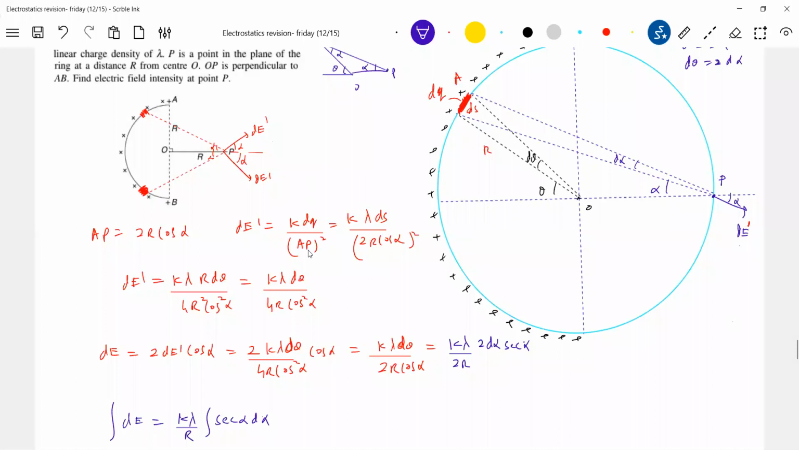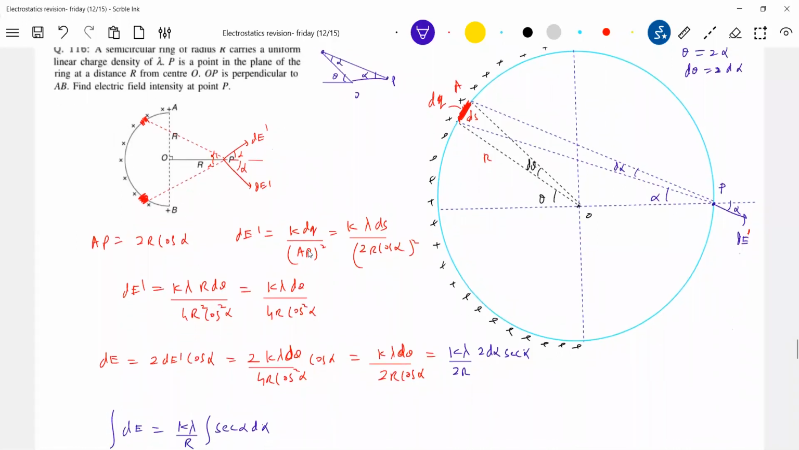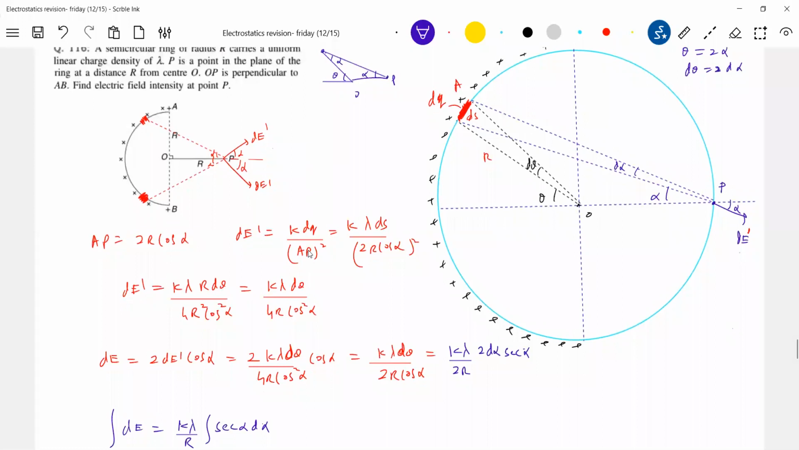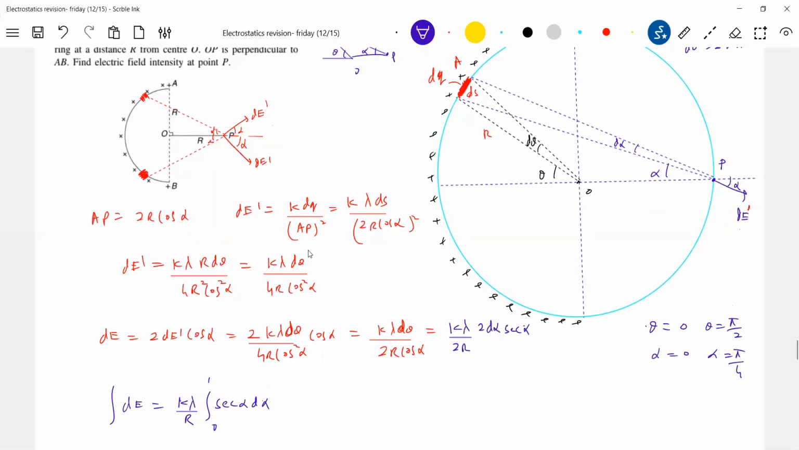0 to pi by 4. When theta varies from 0 to pi by 2, alpha will vary from 0 to pi by 4. When theta equals 0, alpha will be 0. When theta equals pi by 2, alpha will be pi by 4. Since we assumed two elements, this should be the limit. Agreed? So the limit should be not 0 to pi by 2, but 0 to pi by 4.